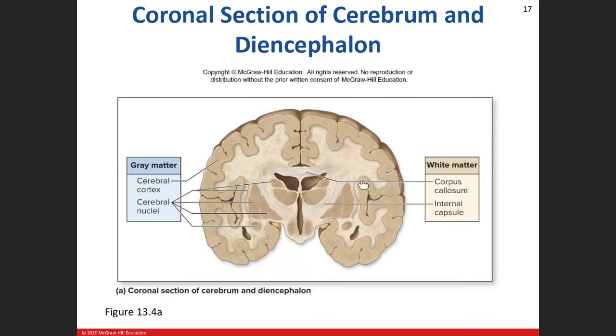But anyways, so that white matter here is just myelinated axons, and the gray matter is going to be the dendrites, the cell bodies, glial cells, and unmyelinated axons. And the cerebral cortex is that superficial layer, and then you've got the nuclei, which are deep clusters of gray matter.